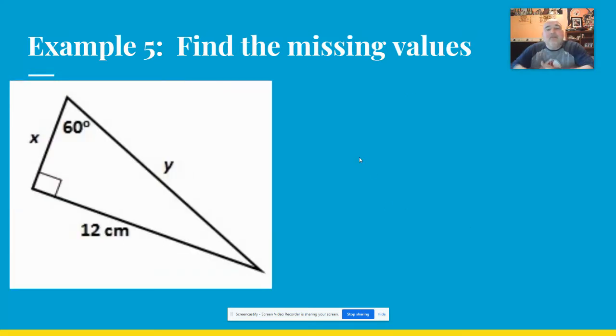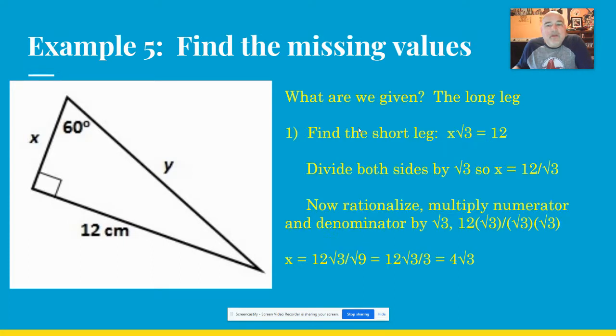This is the tricky one, where we have to find the short leg and the hypotenuse given the long leg. So first we'll find the short leg, because the long leg is related to the short leg. So we have to take x times the square root of 3 equals 12. And again, we got to do some work with radicals. So we divide both sides by the square root of 3. So therefore, x equals 12 divided by the square root of 3.